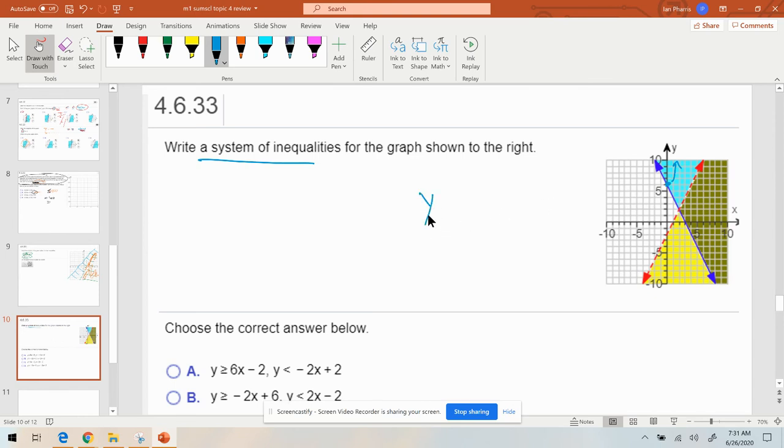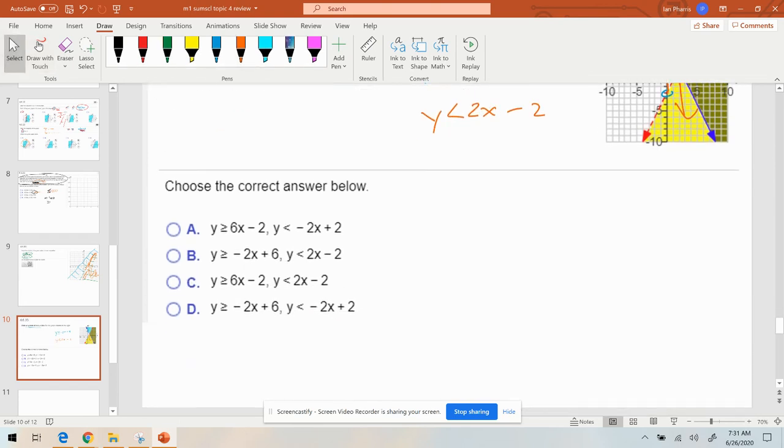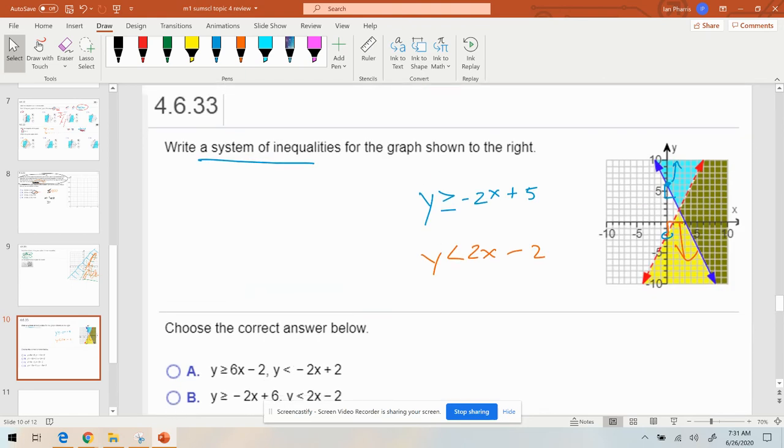It looks like y is greater than or equal to, what's the slope? Looks like the slope is -2. And then we already said the y-intercept is plus 5. And then what about the other one? Looks like the y-intercept is -2. And it looks like the shading for the red line is less than, and it's a dotted line. And the slope looks to be +2. So y is less than 2x minus 2. And then once you figure that out from the graph, you choose whatever the correct answer is for the review. All right, that's it for the review videos.